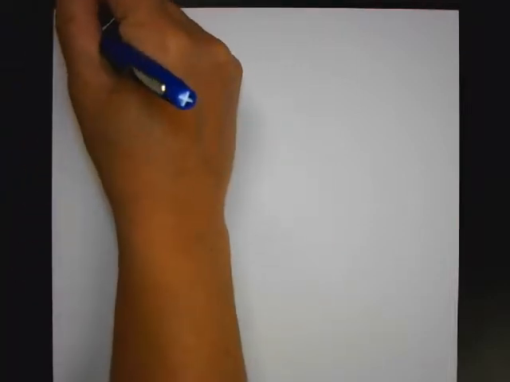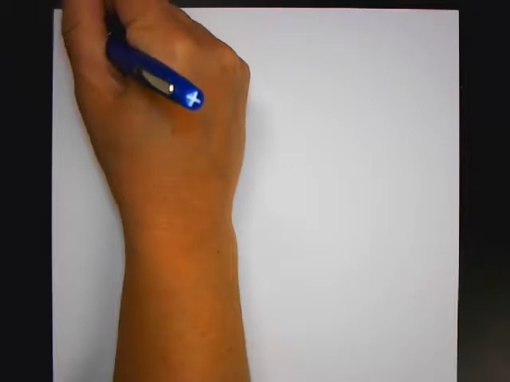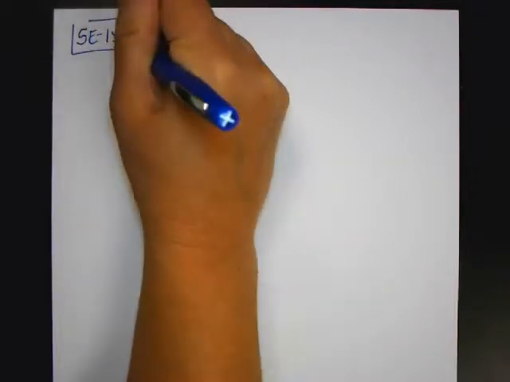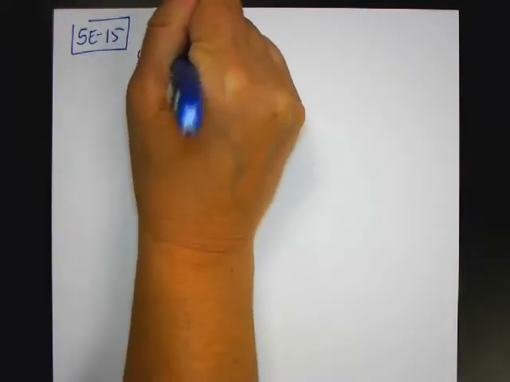Alright, so now we're going to look at number 15. This is chapter 5, part E, number 15. We're going to write our given and find, because a lot of times that's going to help us.